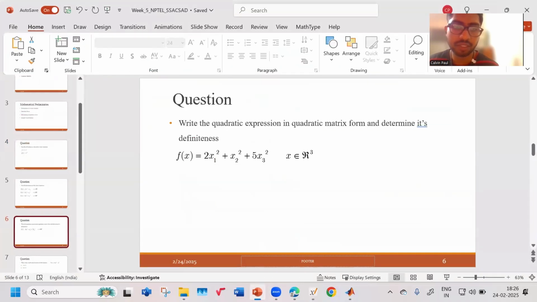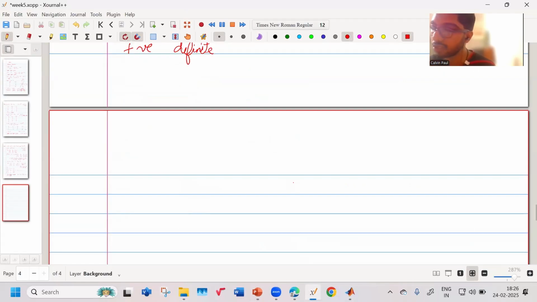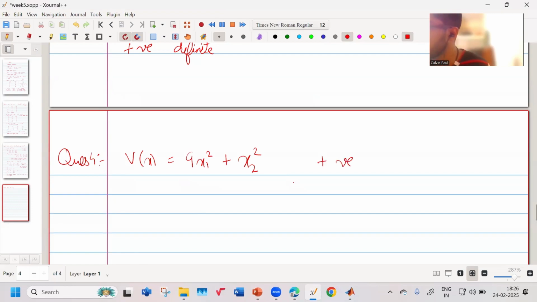Okay, so let us go to the next part. Okay, we have to find its definiteness. We found out. Right, let us go to the next question. What is the simple closed surface for the function v of x equal to 9x1 square plus x2 square? Okay, so this is question number 4. So v of x is equal to 9x1 square plus x2 square. Okay, so we know that this is positive definite.